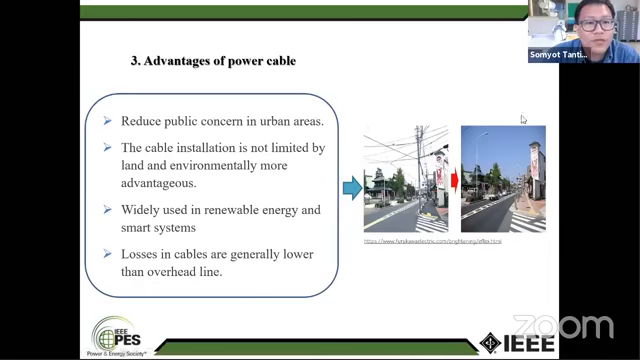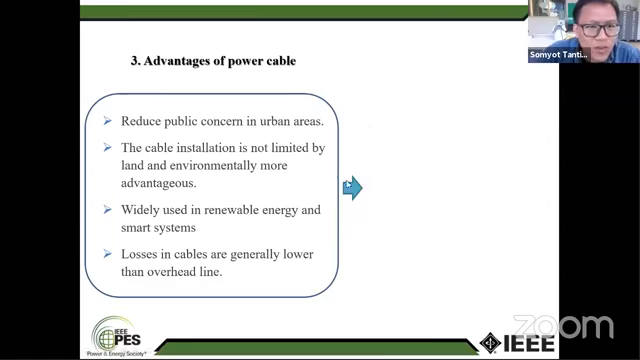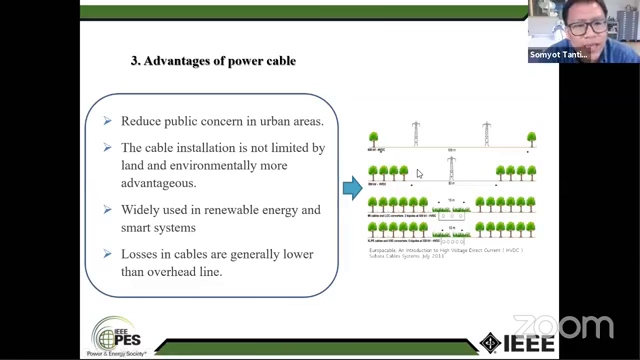As all of you know about the advantages of the power cable, I will remind you again. The power cables can reduce public concern in urban areas, as you can see in the right picture. In Japan, I think, when they use power cables, the messy overhead lines are removed, reducing public concern. And then the cable installation is not limited by the land and environment.